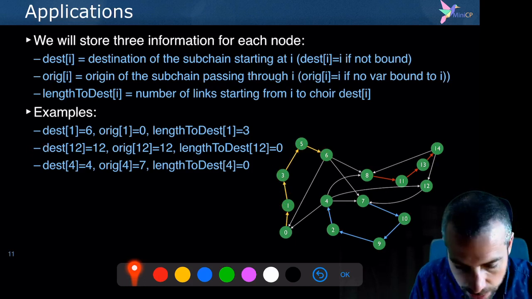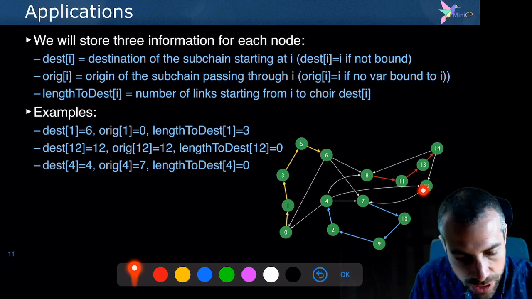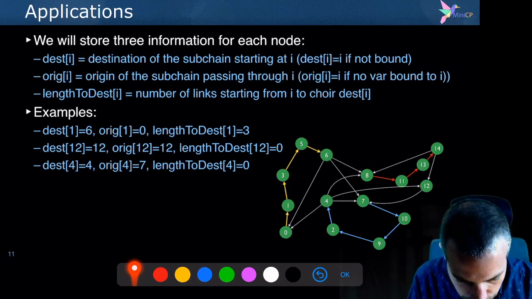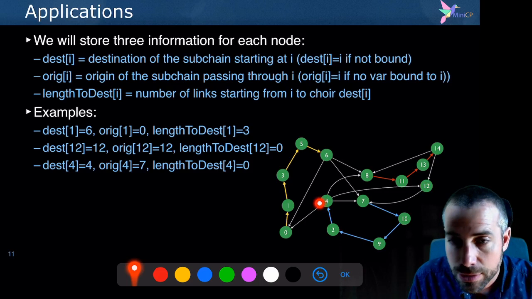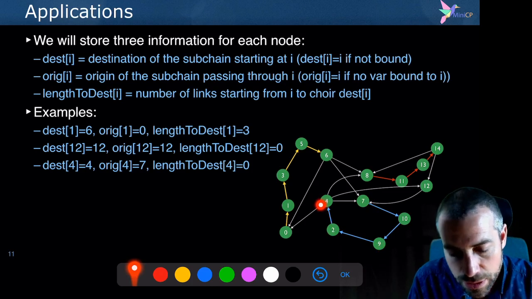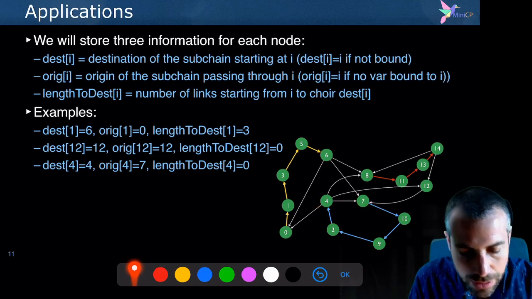You see that this one is not in a subchain, so the destination will be 12, and the origin will also be 12. We assume that there is a loop, and the length to the destination is considered as 0. What about node 4? Node 4 is represented here, and it's the destination of the blue subchain. The origin of 4, this is the interesting thing, is 7. The length to destination is 0, because the destination of 4 is 4, the end of the subchain.